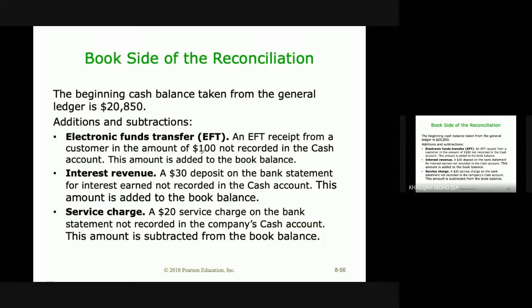You add your EFT receipt from a customer of 100 not recorded in the cash account, so now you add to your book balance. Interest revenue is the $30 deposit on the bank statement for interest earned, not recorded in the cash account, so you add to your book balance. And the service charge is on the bank statement but not recorded in the company's account. But remember that service charge is an expense, so that's why it is subtracted from the book balance.